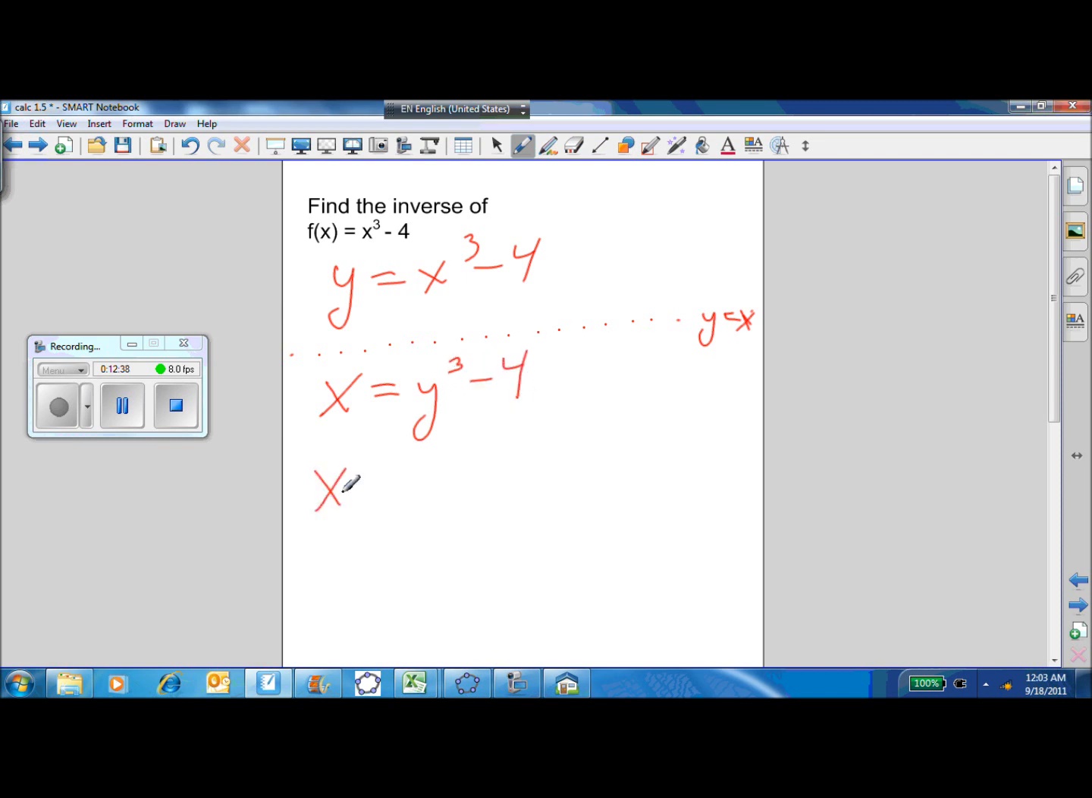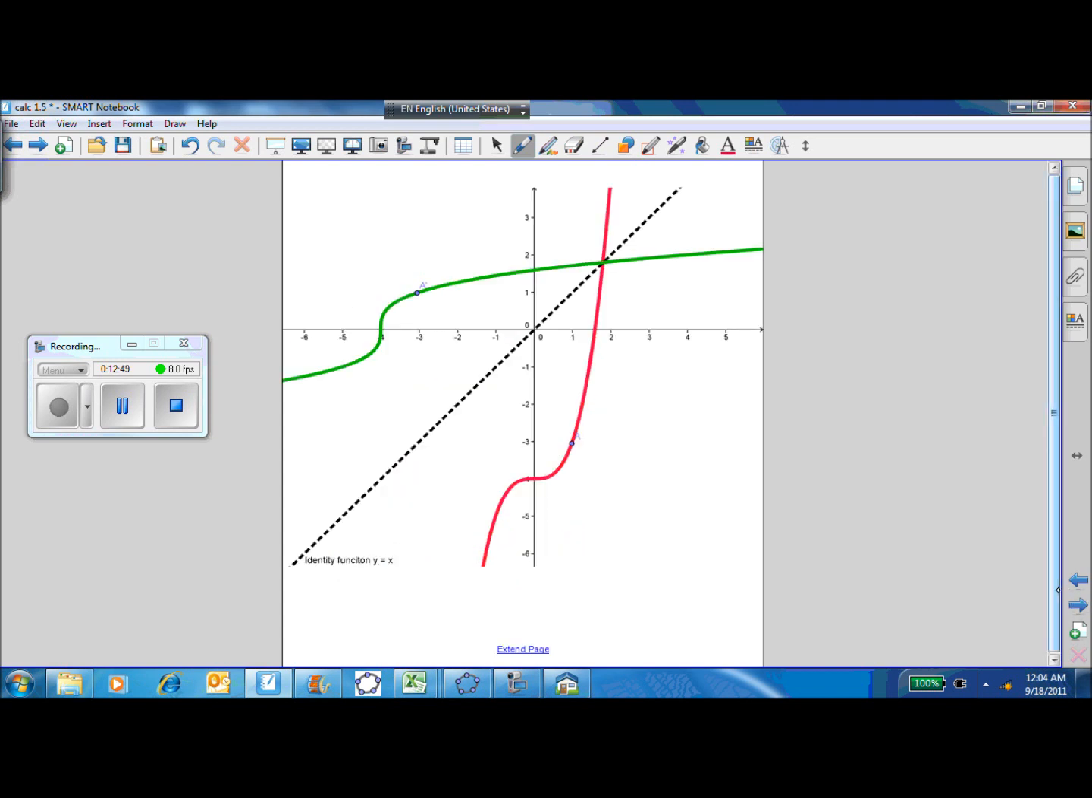So x plus 4 equals y cubed. So y equals the cube root of x plus 4. Let's look at that as a picture. We see it's like that. Here's the original function, x cubed minus 4, shifted down, and here's its inverse reflected over the axis.